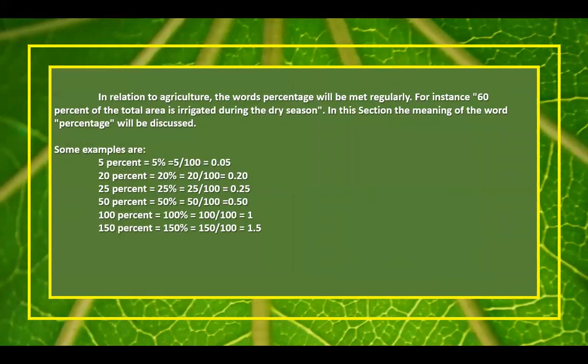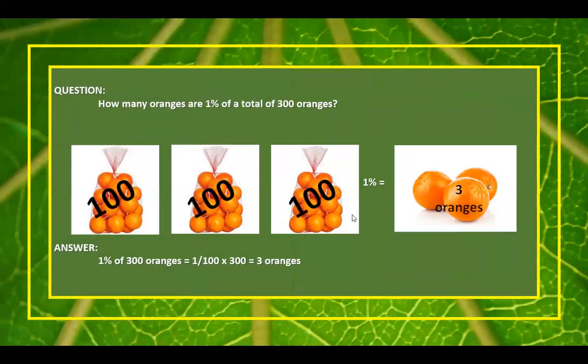20% is equal to 20 divided by 100 is equal to 0.20. 25% is 25 divided by 100 is equal to 0.25. 50% is equal to 50 divided by 100 is equal to 0.50. 100% is equal to 100 divided by 100 is equal to 1. And 150% is equal to 150 divided by 100 is equal to 1.5. So if there is a question, how many oranges are 1% of a total of 300 oranges? The 1% of 300 oranges is 3 oranges.